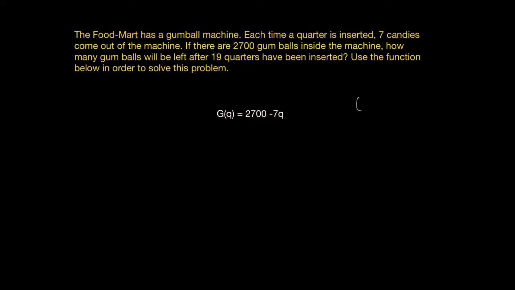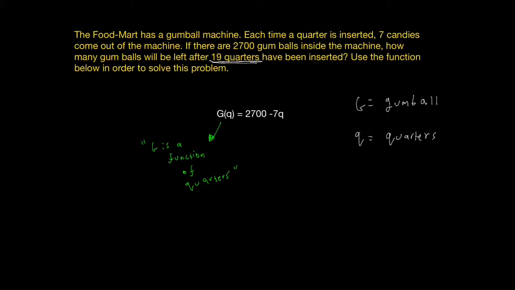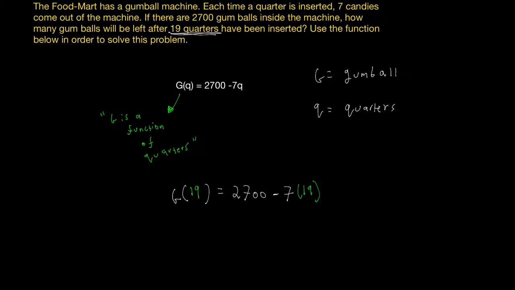So g, that's a variable for gumballs, and q is for quarters. Here g of q means that g is a function of quarters. So we're inserting quarters. And for this problem, we're inserting 19 quarters. So we want to evaluate g of 19. Rewriting the equation with 19 is this part right here. So everywhere I see a q, I'm going to replace it by 19. That's what I'm trying to figure out.